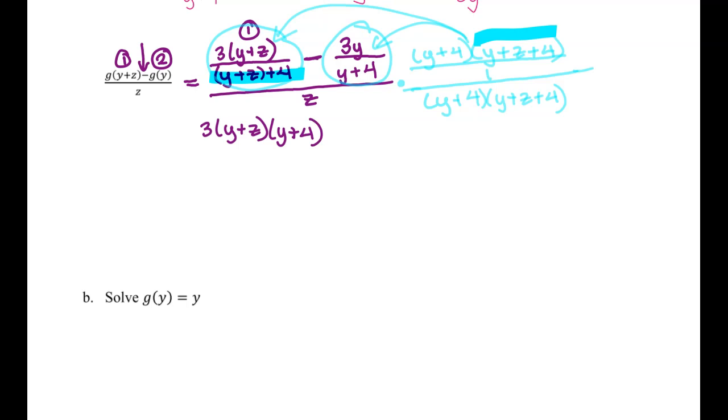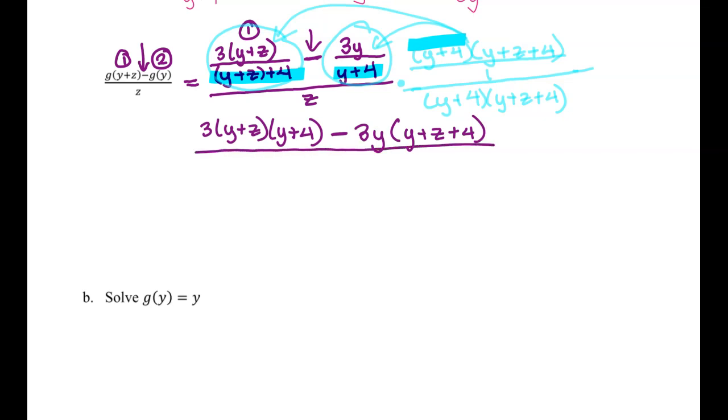Okay, and then we have the minus, this minus right here. And then we need to basically reset. So forget that you canceled anything out of that. This is an entirely separate step. We're distributing that through. When we distribute through to the second fraction, the y plus 4 will cancel with the y plus 4. So we will be left with the 3y from the top of the fraction and the y plus z plus 4 from the common denominator. And then in the bottom, we have a z times y plus 4 times y plus z plus 4.